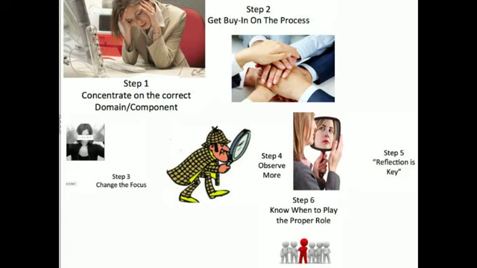Step 6 is know when to play the proper role. This refers to the evaluator's role in the reflection and post-observation conferences. In the best case scenario, the evaluator coaches the teacher to improve their own performance. With new teachers, this could be mentoring, and with lower performing teachers, the evaluator needs to be prepared to tell the teacher how to incorporate best teacher practices into their teaching.